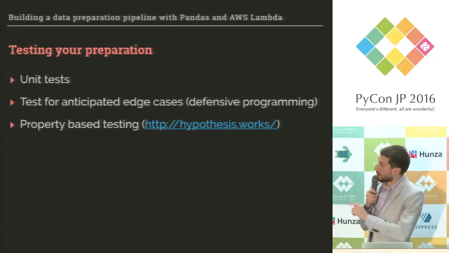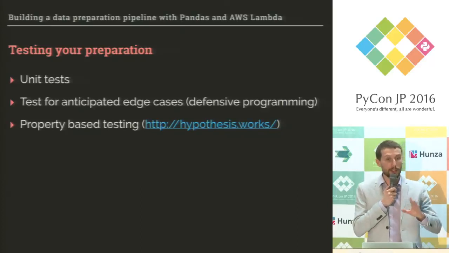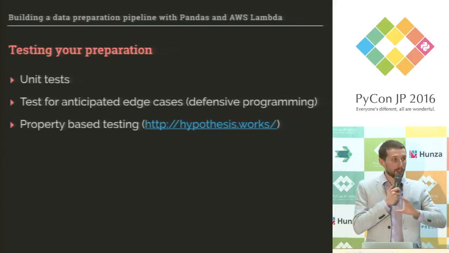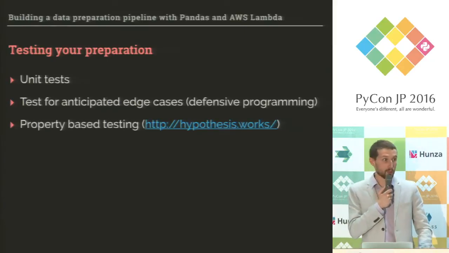And one framework that I found recently that seems really interesting for that is Hypothesis. It lets you define the type of input that you expect, and it will automatically run your unit test with different kinds of inputs, which is really good to make you detect some errors that you didn't even think about.